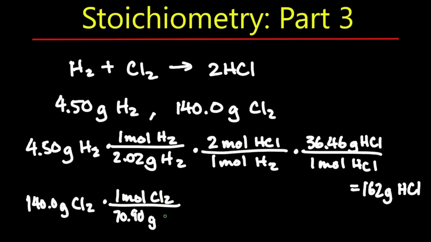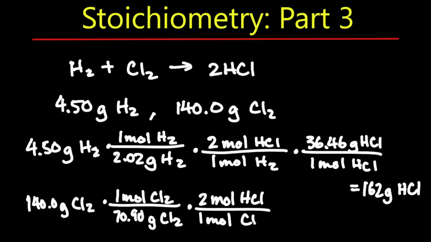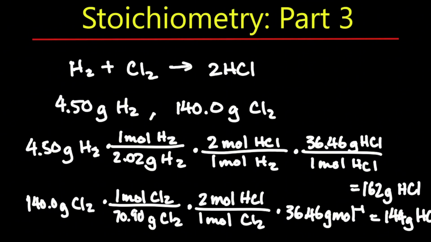70.90 grams of Cl2 forms 1 mole of Cl2. Then mole stoichiometry, 2 moles of HCl per 1 mole of Cl2. And then lastly, let's multiply it by the mass, 36.46 grams per mole. And this should give us only 144 grams of HCl. So notice how even though it seems like we have more chlorine, right? Because chlorine is so much heavier than hydrogen, it actually ends up being the limiting reactant.